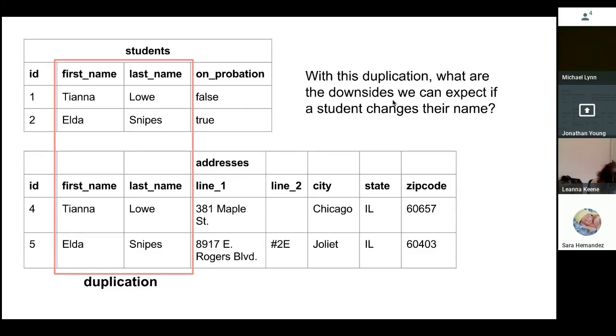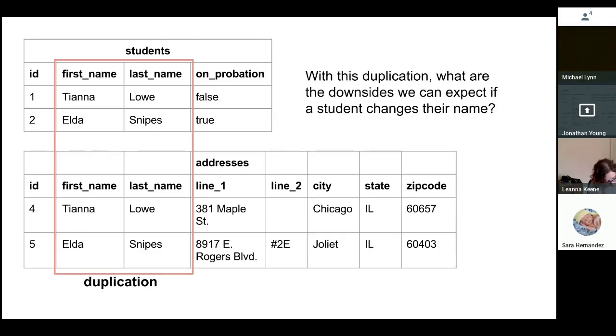But what downsides can we expect if a student changes their name? What are some of the repercussions, do you think? You have two different tables. Forget to change it in one. If you change your name in one place, you have to change it consistently. So it would make sense to make the name sort of like a key value, something that everything filters into. From the name, you get all this information about a person.